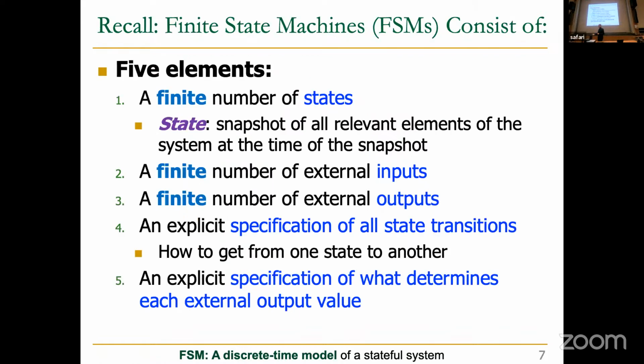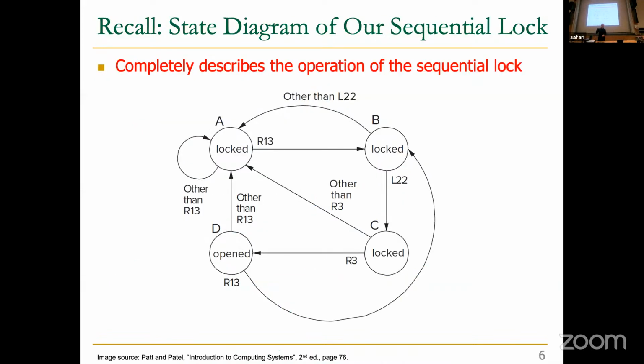And we discussed what a state machine is. A state machine is really a pictorial representation of a discrete time model of a stateful system, essentially. And it has a finite number of states, finite number of inputs, finite number of outputs, and an explicit specification of how you can go from one state to another state, and an explicit specification of what determines each external output value and how it's produced and when it's produced. Does that make sense? So it's clear, hopefully. And this particular finite state machine has all of those characteristics, actually.